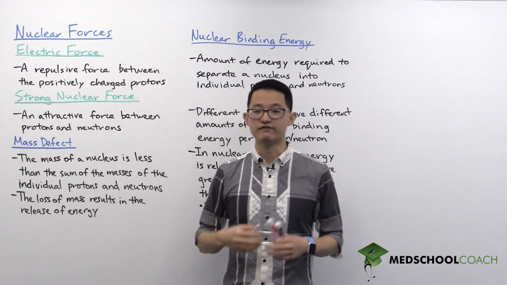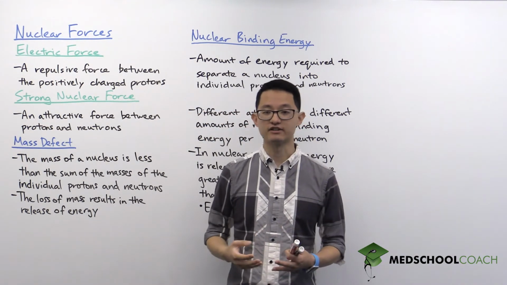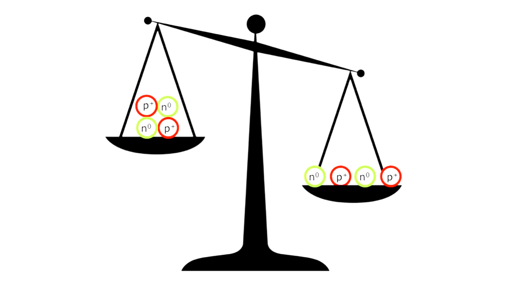The mass defect is a very interesting phenomenon that is best illustrated with this diagram. On the scale, you're going to see on one side, we have 4 individual nucleons, 2 protons and 2 neutrons. On the other side, we have the same 4 nucleons, but just fused together to form a helium nucleus. And what's very interesting is that you can see the mass of the nucleus is less than the sum of the masses of the individual nucleons.